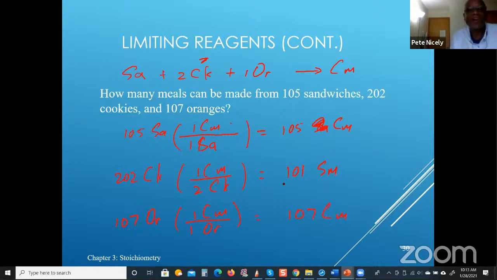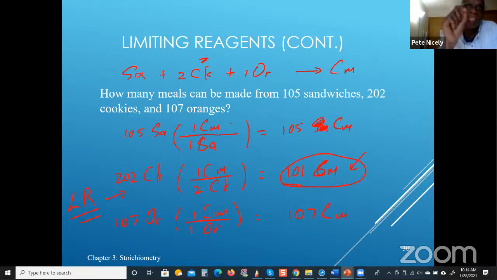So to figure out how many meals can be made, the answer would be 101 complete meals, CM. That's because, based on the calculations we did for each of these, this is the lowest of the 3. So the cookies again in this case would be the limiting reactant. That's another non-chemistry example illustrating the limiting reactant idea and how you can determine how much product you expect to get based on the limiting reactant.